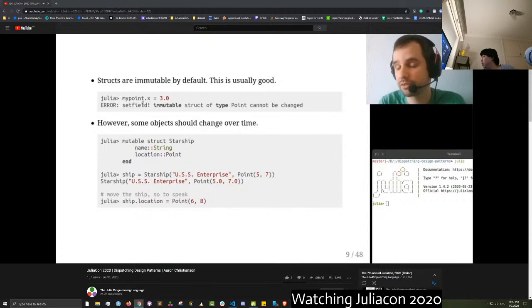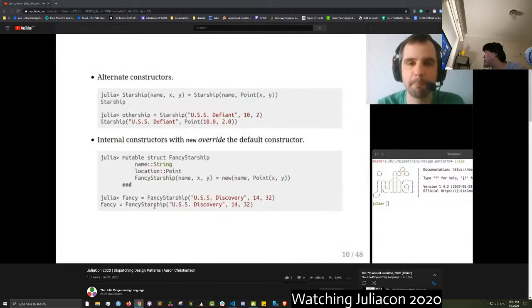However, some objects do need to change over time. For example, if you have a starship, here we have the Enterprise, right? Our starship has a name and a location, which is the point that we defined previously. And we could change the location of the ship by giving it a new point, right?